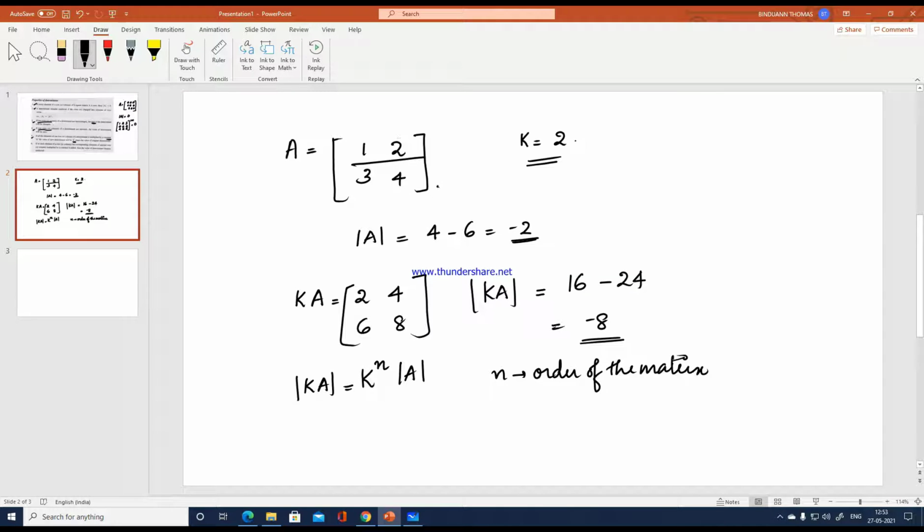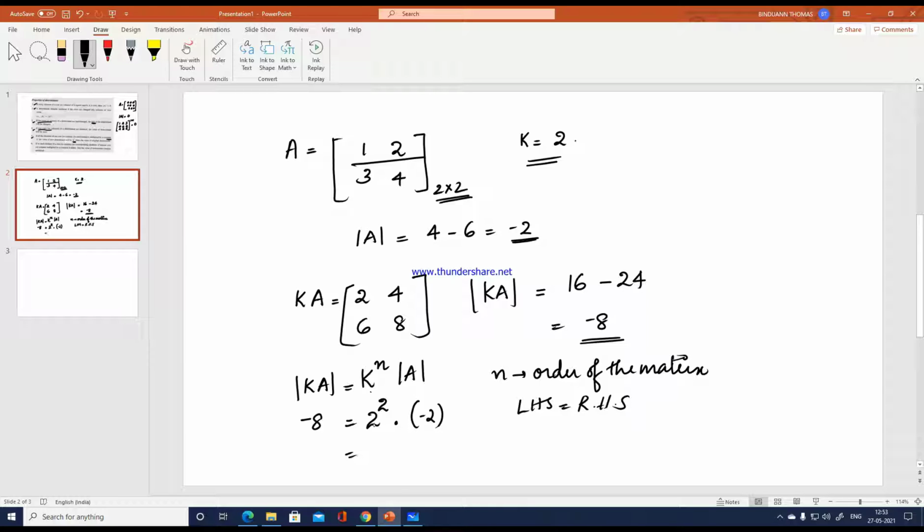For our case, the order of our matrix is 2 by 2, so n is equal to 2. Let's see how it goes. The determinant of kA we got as minus 8, so we are substituting the values: k is 2, n is equal to 2 as well, and the determinant of A is minus 2. Let's see whether LHS is equal to RHS.